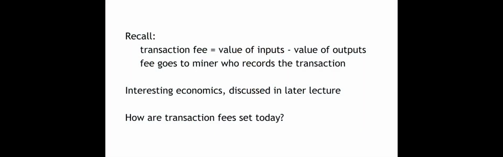So what I want to talk about here today is the practical details of how transaction fees are set in Bitcoin today. We've talked about storage in this lecture. We've talked about payment services. We've talked about exchanges. But bottom line is, whenever a transaction is put into the Bitcoin blockchain, that transaction might pay transaction fees. Now recall from a previous lecture that a transaction fee is just defined to be the difference between the total value of coins that go into a transaction minus the total value of coins that come out.